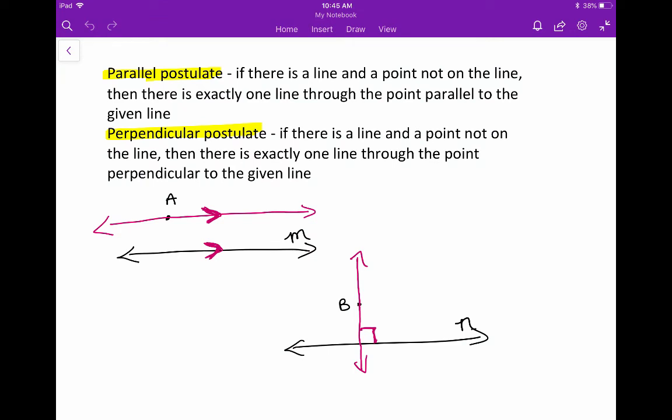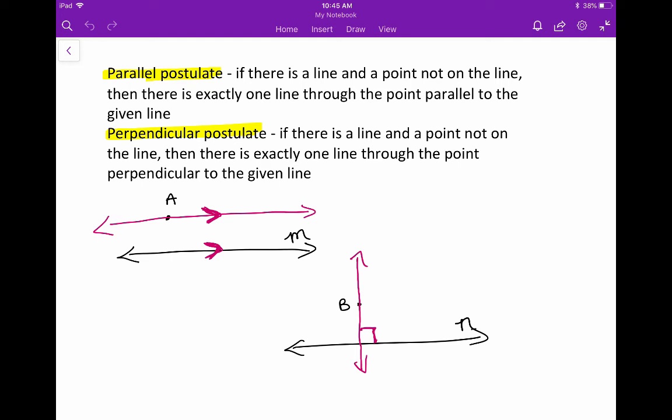The parallel postulate says, if there is a line and a point not on the line, then there is exactly one line through the point parallel to the given line. Here I have line M and point A. Point A is not on line M. So what that means is that there is exactly one line that goes through point A that is parallel to line M. And we mark parallel lines with these little arrow shapes over the line. There's only one line parallel to that line through that particular point. And that is always true, so you may need to use that in a proof sometime.